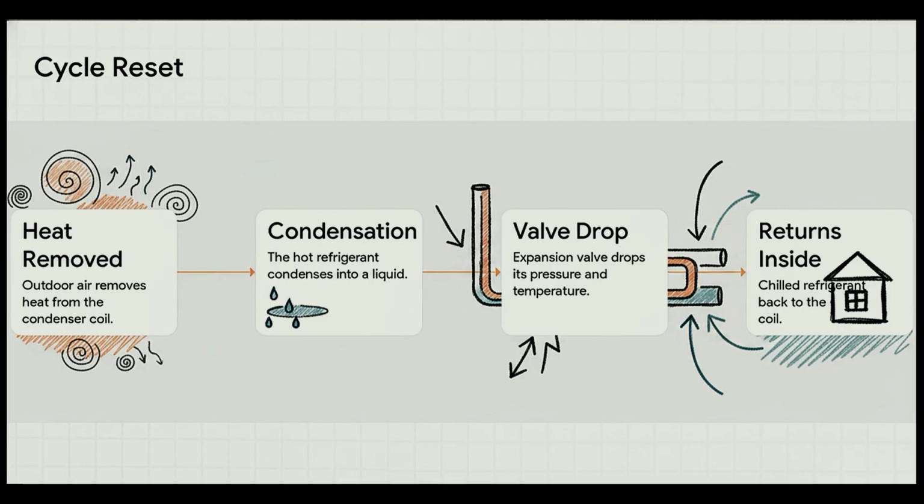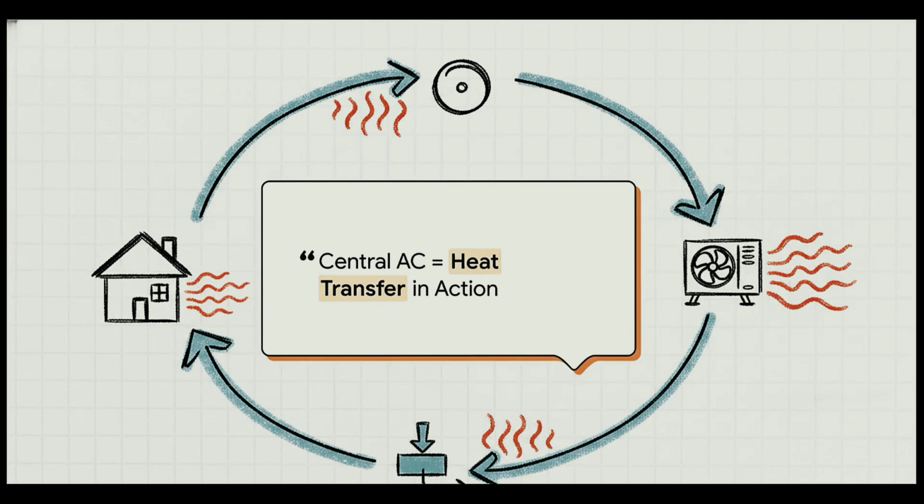Let's summarize the final loop of this complete refrigeration cycle. The outdoor air removes heat from the condenser coil. This causes the hot red refrigerant to condense into a liquid. The expansion valve dramatically drops its pressure and temperature, returning it to a cool blue state. And finally, that newly chilled, low-pressure refrigerant flows right back inside to the evaporator coil. The cycle is complete and the system is perfectly primed to grab the next batch of heat from your living room. So, the crucial point is this: central AC equals heat transfer in action. It's just an elegant, continuous loop of capturing thermal energy indoors, mechanically upgrading its pressure so it can be expelled outdoors, and dropping its pressure to repeat the whole process over and over.